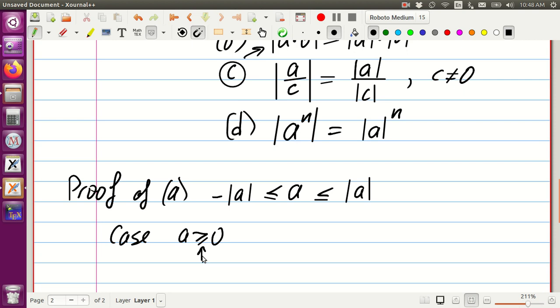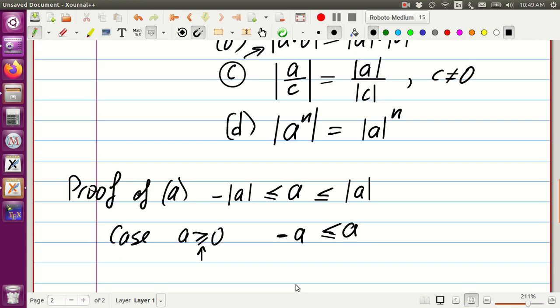So in this case, we have a, and if a is a positive number or equal to 0, you can definitely put a minus in front of it, and it's going to be smaller than a. Like if you have number 5, 5 is always greater or equal than negative 5.